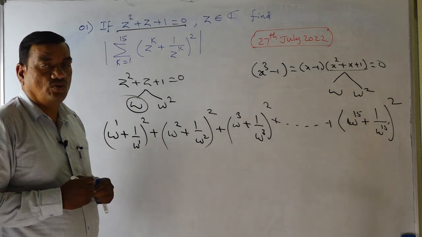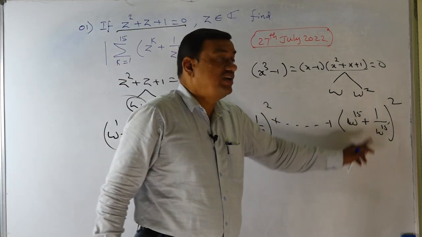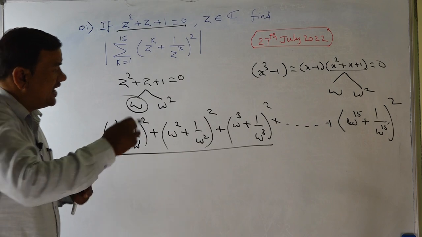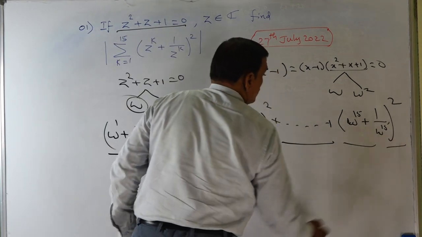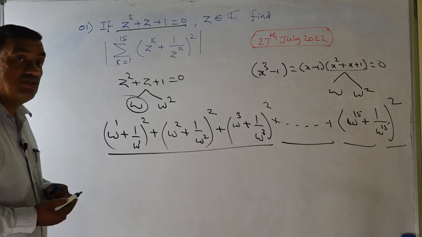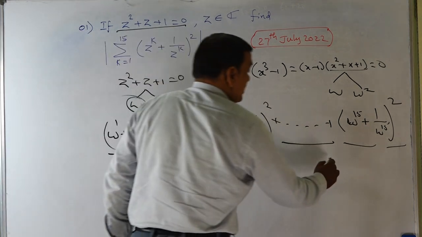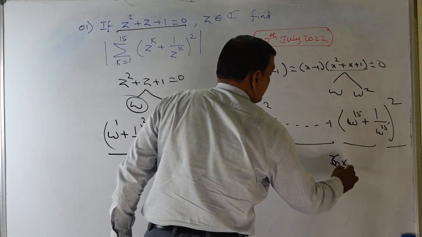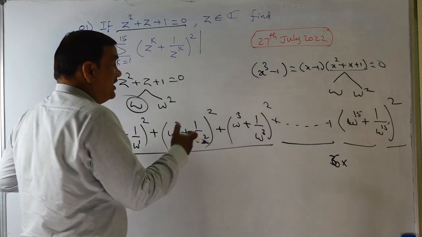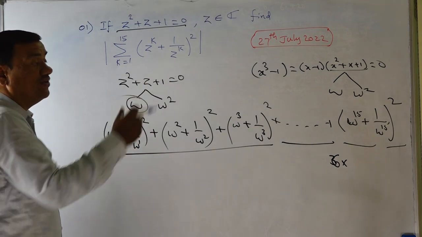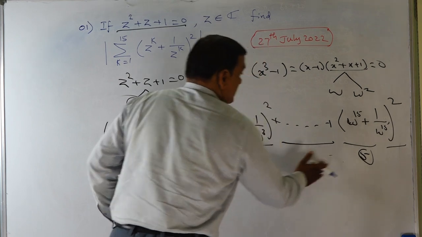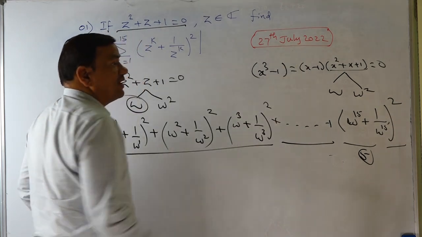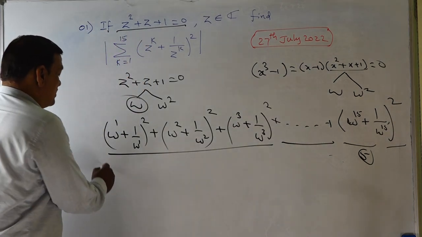The first thing you have to learn is, here 1 to 15, so 15 terms are there. Whatever value you get in the first three terms, the same thing is repeated in the next three terms. So how many sets of three terms are there? 5 threes are 15, so five sets are there. Therefore, find out the value up to here, then multiply with 5, and you will get the final answer.